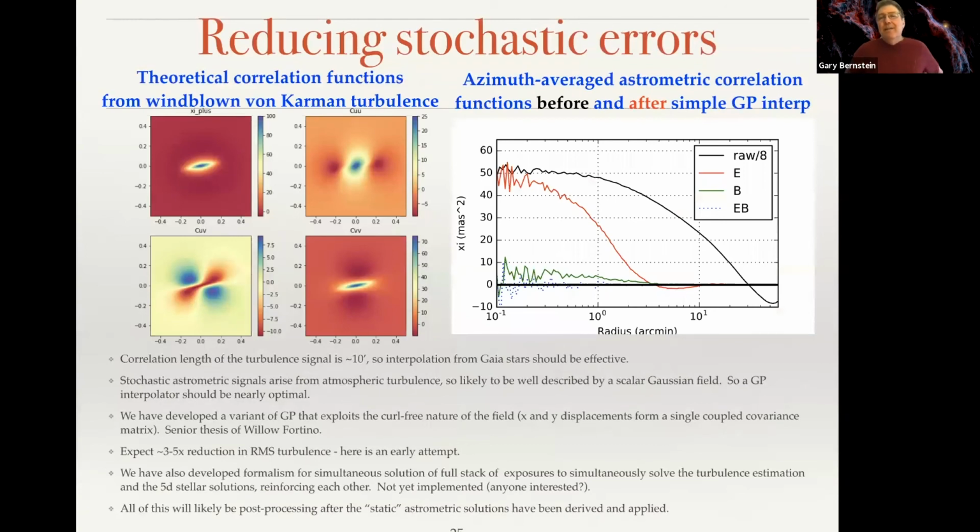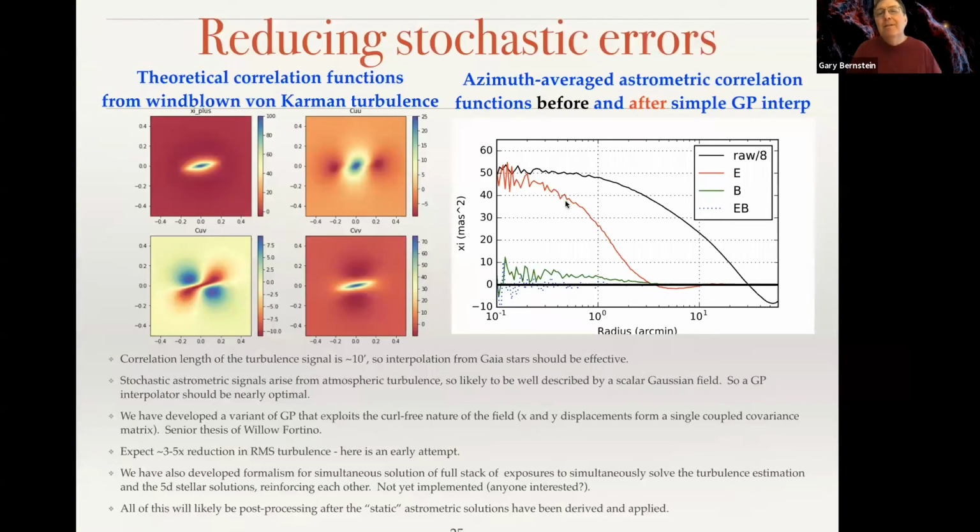So what can we do about this atmospheric thing? Well, the nice part of it is that if you look at the right here, this is the correlation function of astrometric residuals, like the map you saw before. And you can see that it has a coherence length out here around 10 arc minutes. And that means that we have many Gaia stars or high signal to noise LSST-CAM stars in each exposure, and we can use them to measure this turbulence and interpolate it, right?